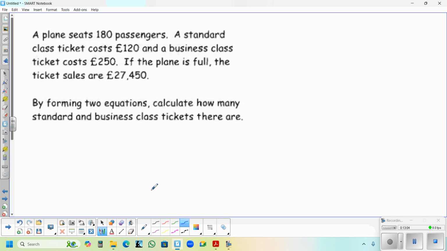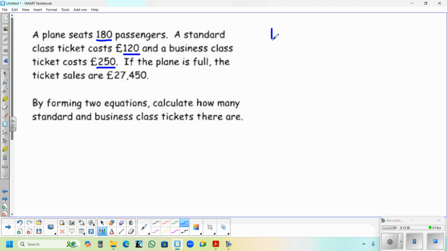So, first thing we've got here is a plane seats 180 passengers. First piece of information. A standard class ticket costs £120 and a business class ticket costs £250. If the plane is full, the ticket sales are 27,450. By forming two equations, calculate how many standard and business class tickets there are.